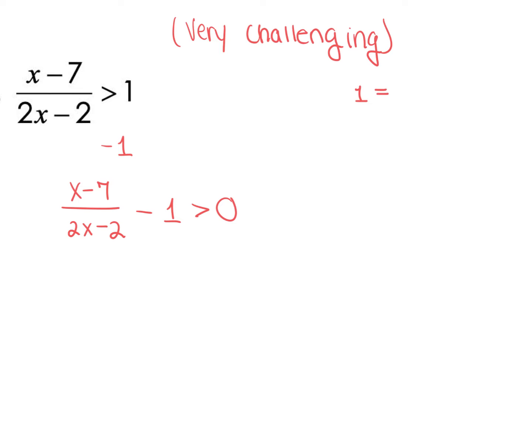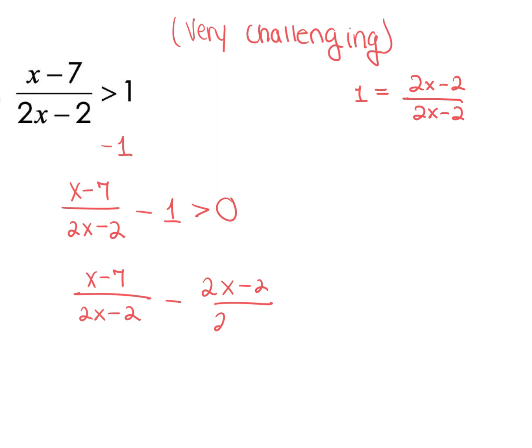1 is the same as 2x minus 2 over 2x minus 2. So we'll rewrite this as x minus 7 over 2x minus 2 minus 2x minus 2 over 2x minus 2 is greater than 0, which will then be negative x minus 5 over 2x minus 2 is greater than 0. So now we can work with this as usual.